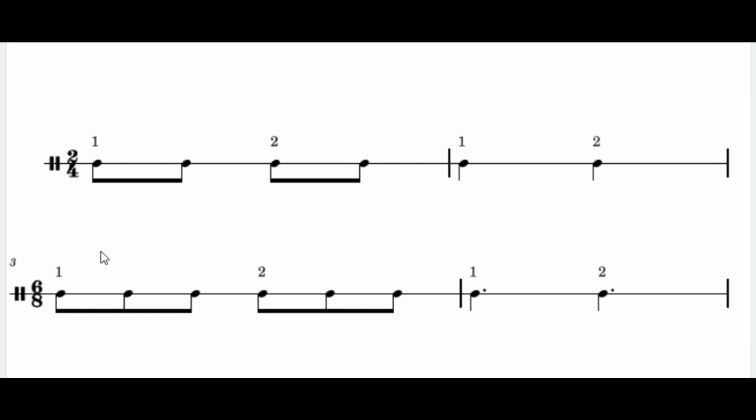But since you have a division of your counts by 3, 1, 2, 3, the time signature actually represents how many notes fit in the bar, the subdivision. So the 6 is the subdivision of your counts. 1, 2, 3, 8 notes. 4, 5, 6, 8 notes.